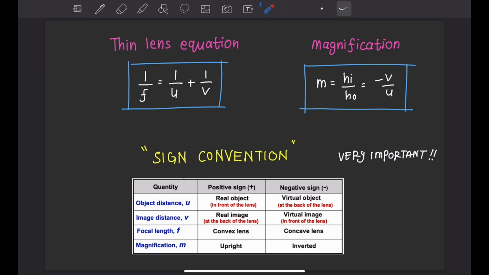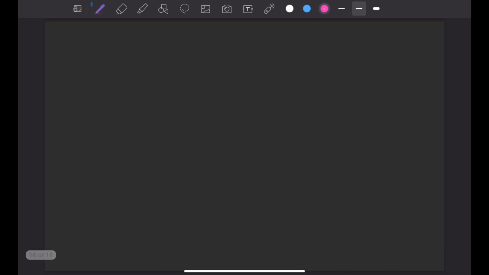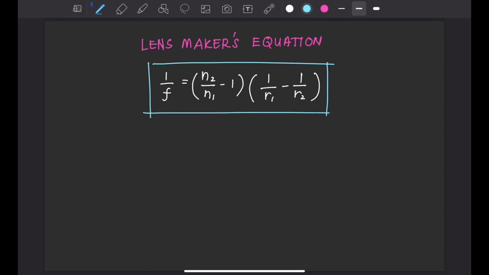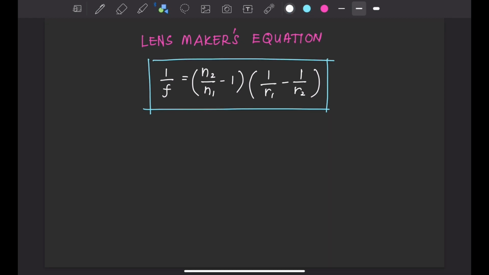So we have two equations already. So the final equation in 7.3 is Lensmaker's equation. So Lensmaker's equation states that 1 over f is equal to n2 over n1 minus 1, times 1 over r1 minus 1 over r2, where n2 is refractive index 2, n1 is refractive index 1, and r1 is radius of curvature 1, r2 radius of curvature 2.